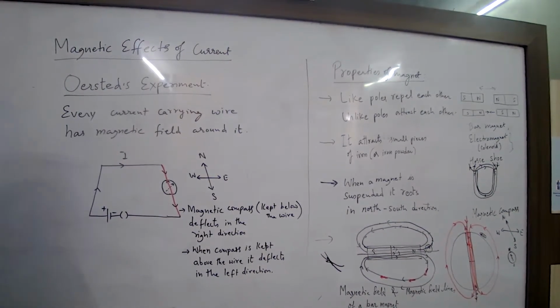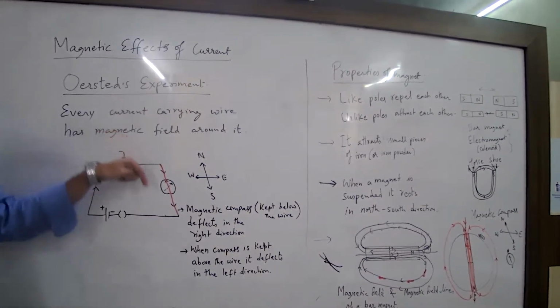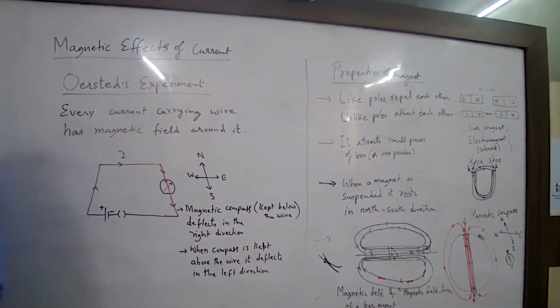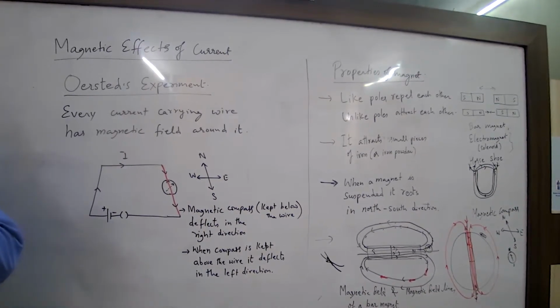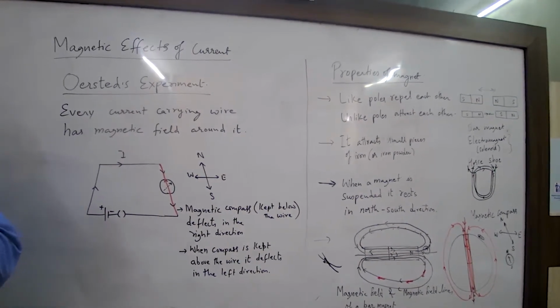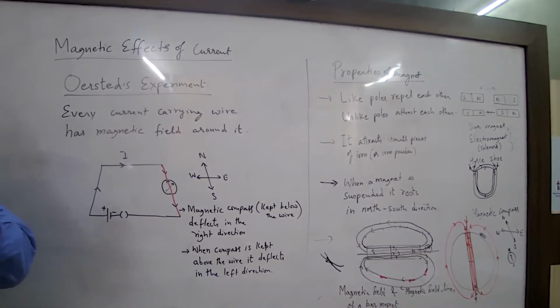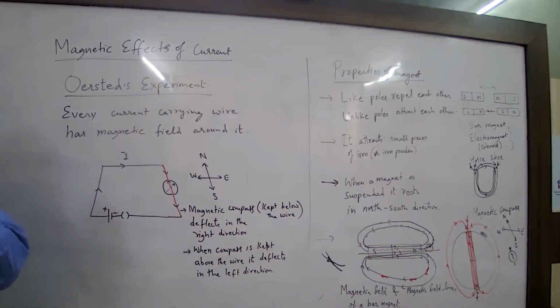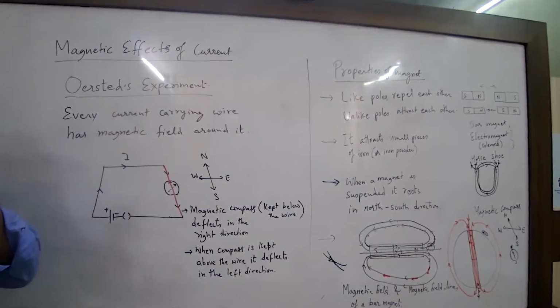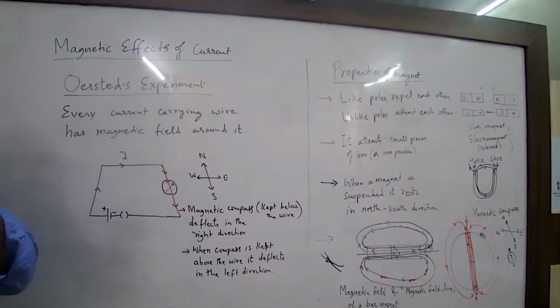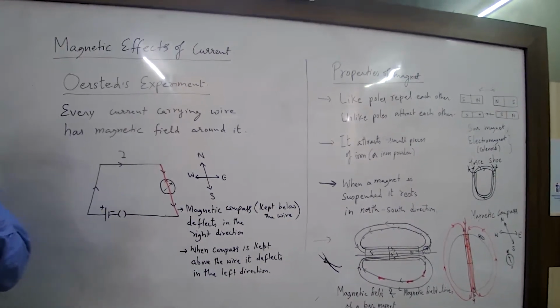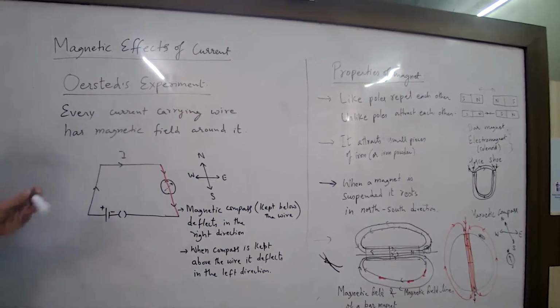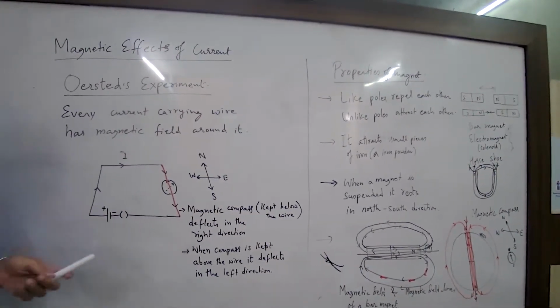This wire is shown like this, but actually when you keep it on the table, it's like this. If the magnetic compass is below, it is deflecting to the right side, and when it is kept above, it is deflecting to this side. That means the magnetic field line is circular. Understood? It will become clearer with the other demonstration.